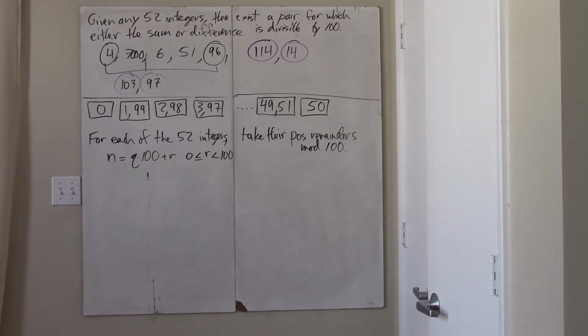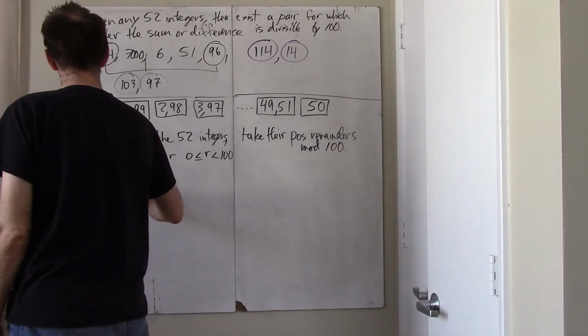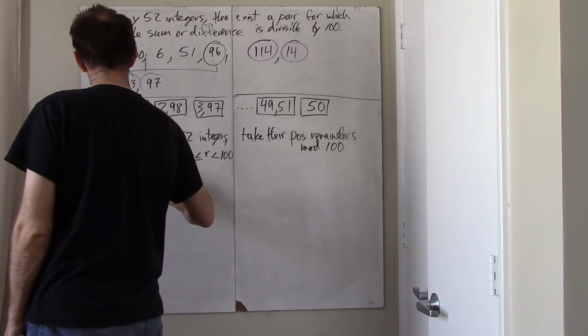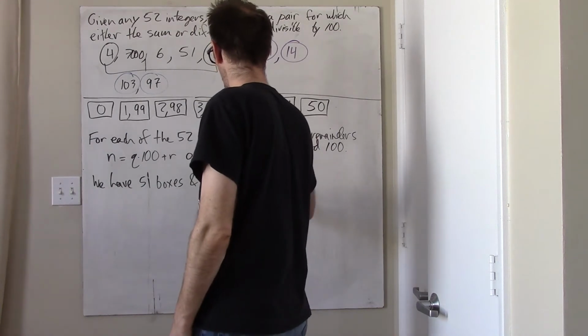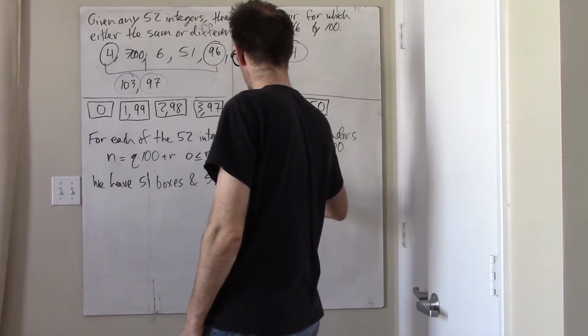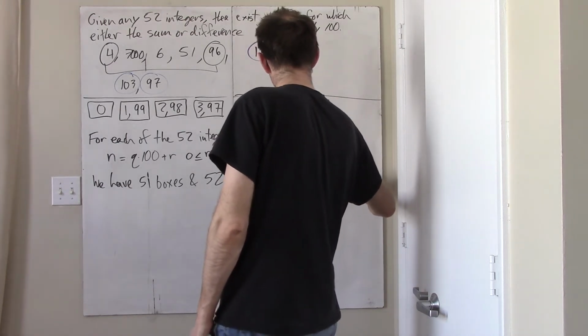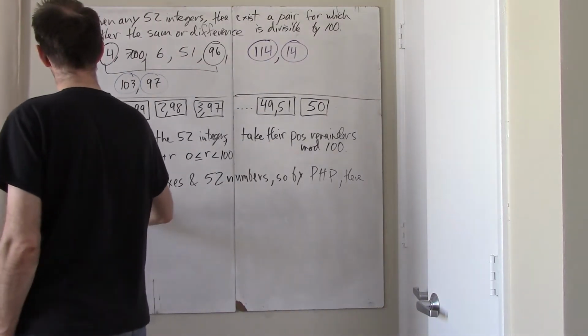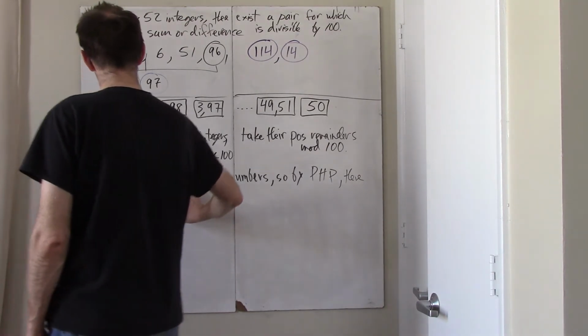Now we see that there are these different boxes. 49, 50, no, 51. So we have 51 boxes and 52 numbers. So by the Pigeonhole Principle, there are two numbers in the same box.